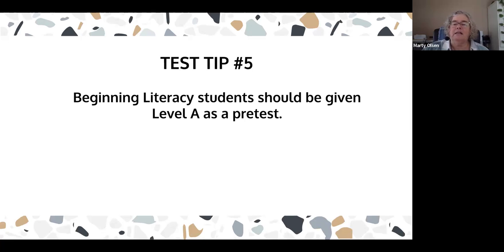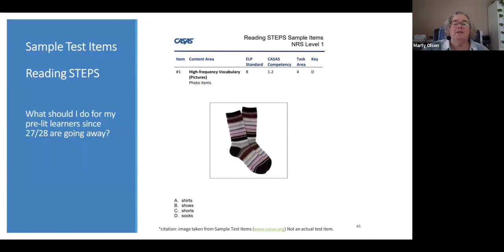So if we go to the next slide, Christine, you'll see here is a sample. This is not an actual item, just want you to know that, but it's a sample of what an item in level A might look like. And doesn't that look familiar as to something that might have been in the 27-28? However, it's nice and colorful and pretty easy to discern what this is a picture of. So this focuses then on the high frequency vocabulary using a picture as a prompt. Next slide, please.